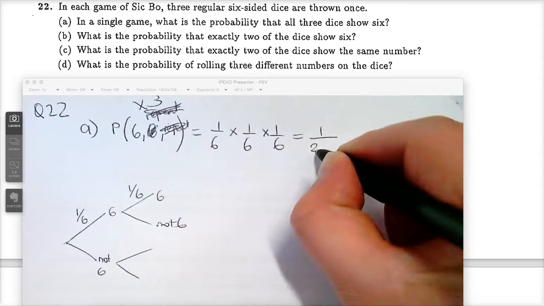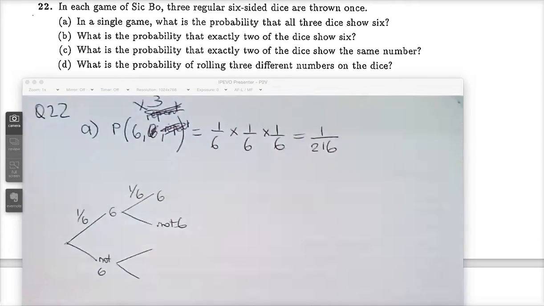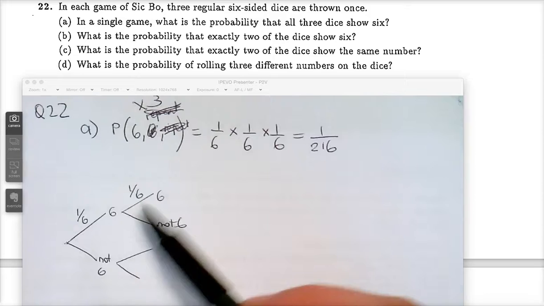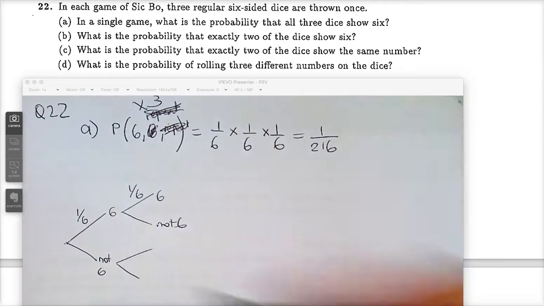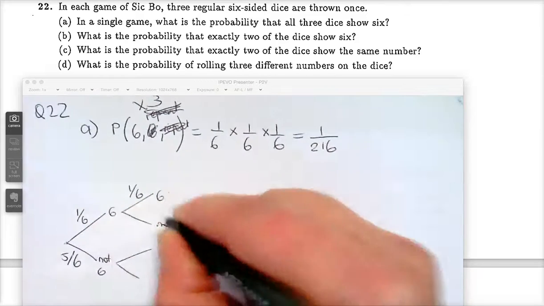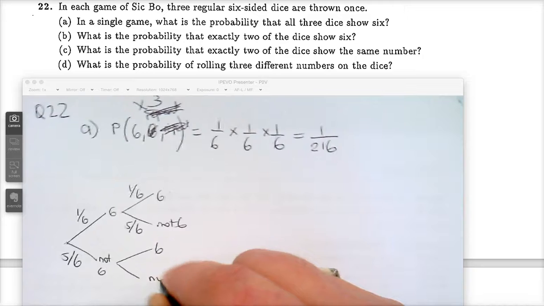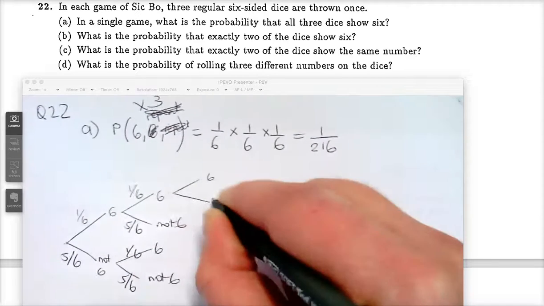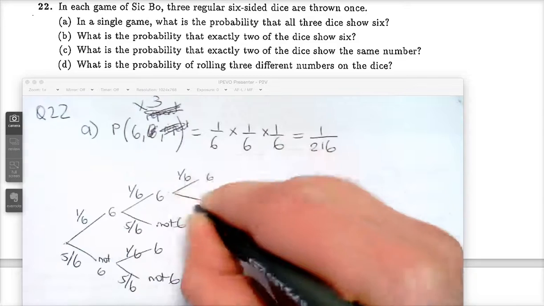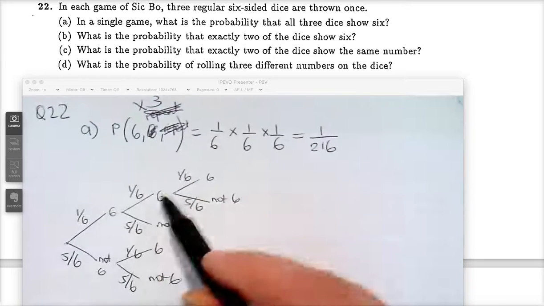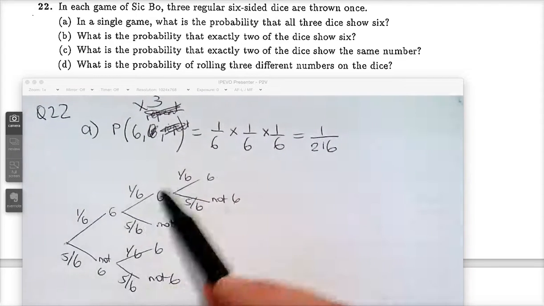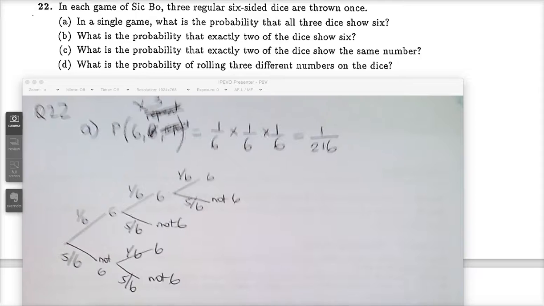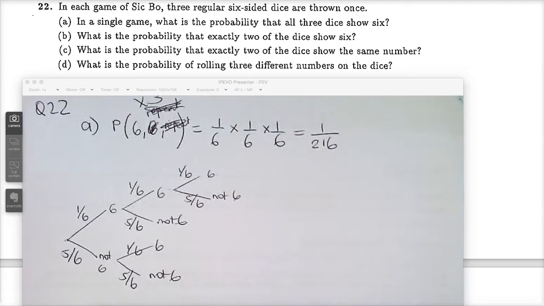Ladies, sometimes with tree diagrams, if you feel you need to draw them and it's a dice, you don't have to put 1, 2, 3, 4, 5, 6. You can go 6, not 6. It's sometimes easier. And then again, 6, not 6, etc. So if you want the probability of 3 sixes, you can see it's a 6 times a 6 times a 6. Remember, multiply across the branches.